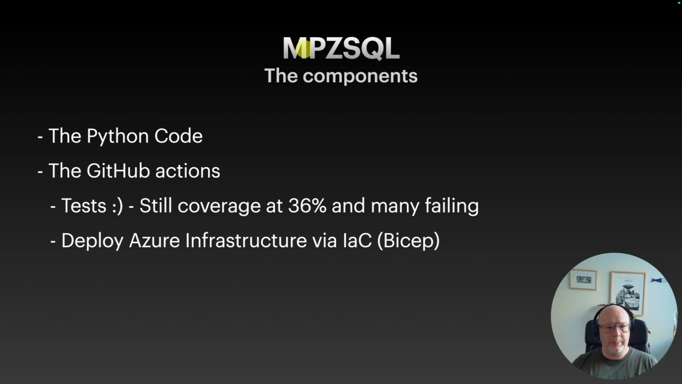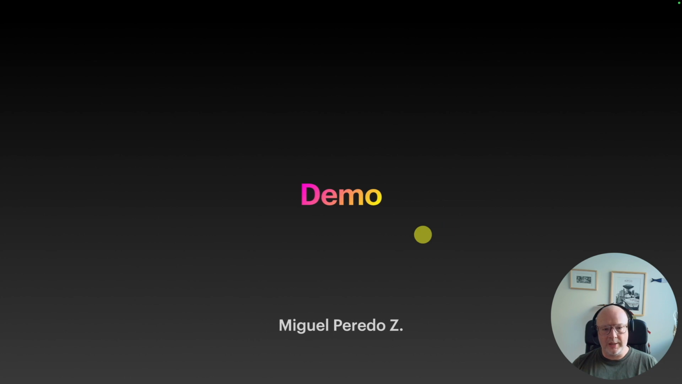So the MPZSQL components are, well, the Python code, and then I have created some GitHub Actions tests that are still at a low coverage of 36%. Many are failing, but I'm still working on that. And then there is another GitHub Action that deploys the Azure infrastructure, the infrastructure as code, and that's written in Bicep. Let's go and see the demo.